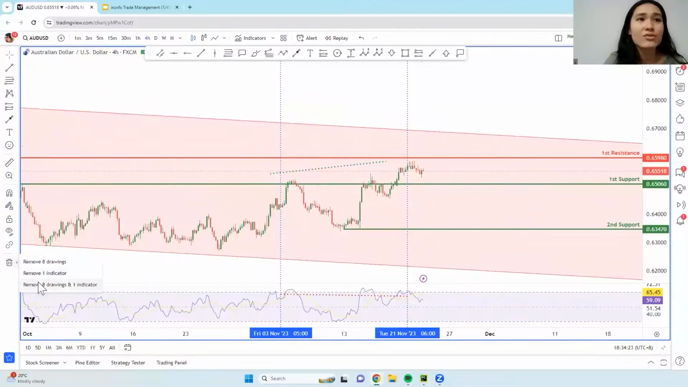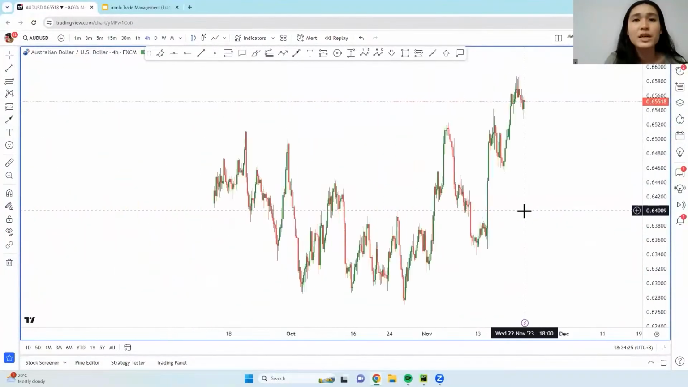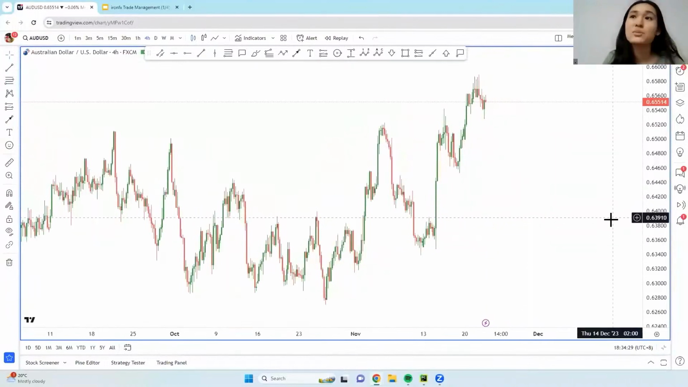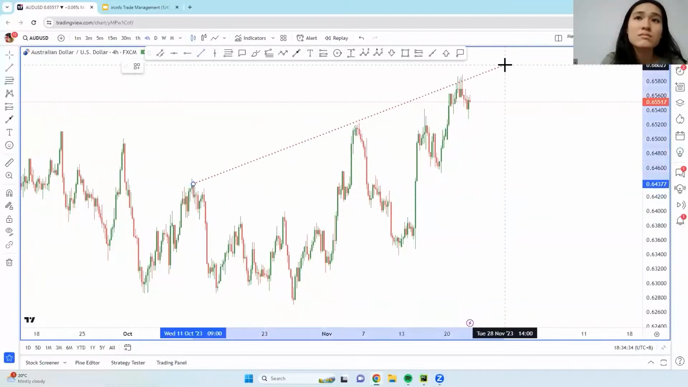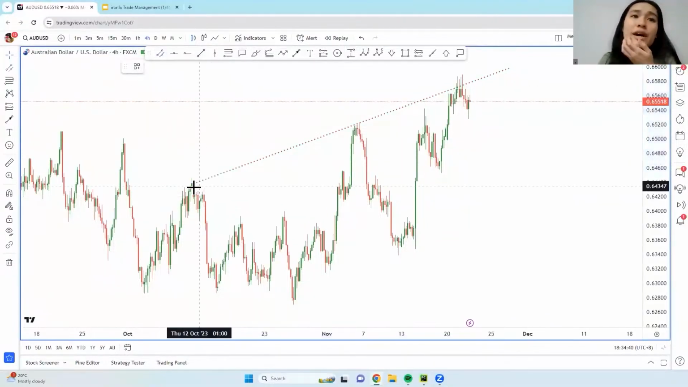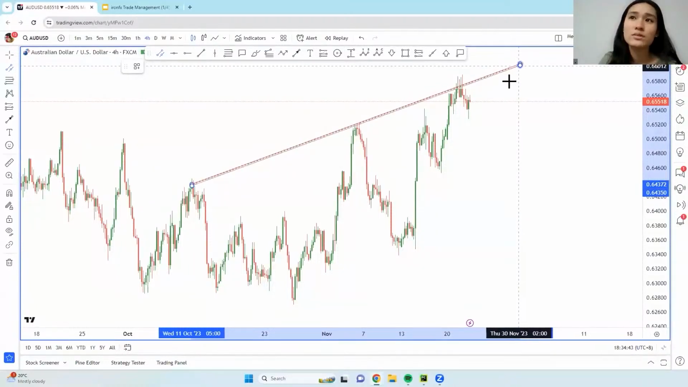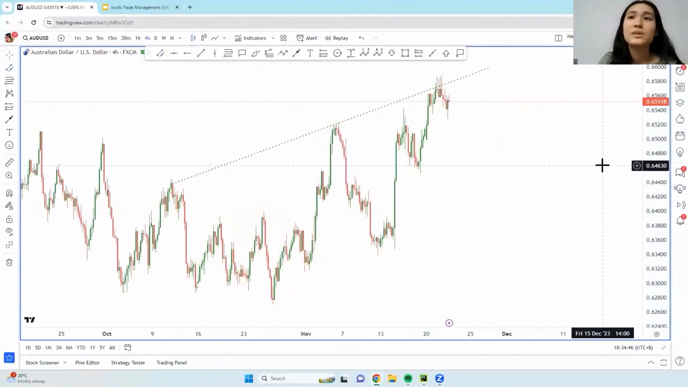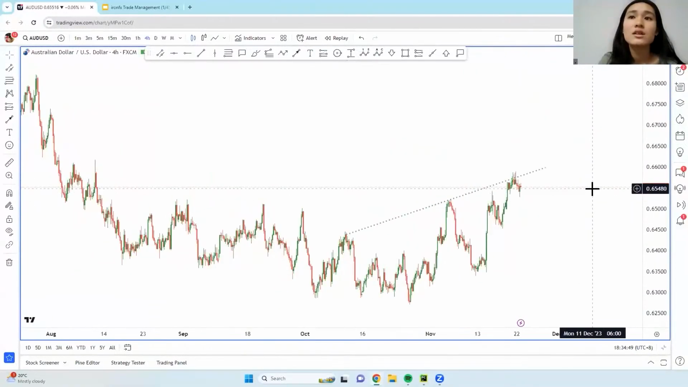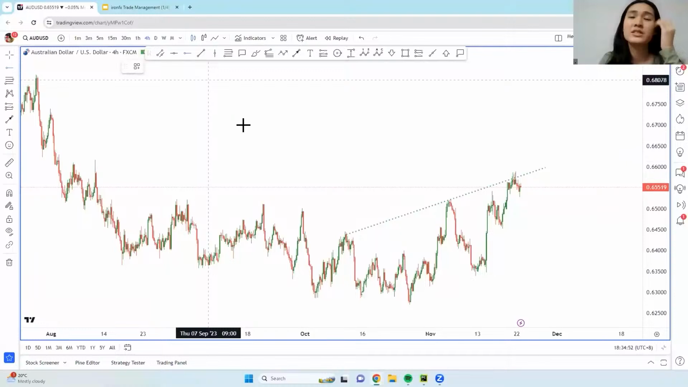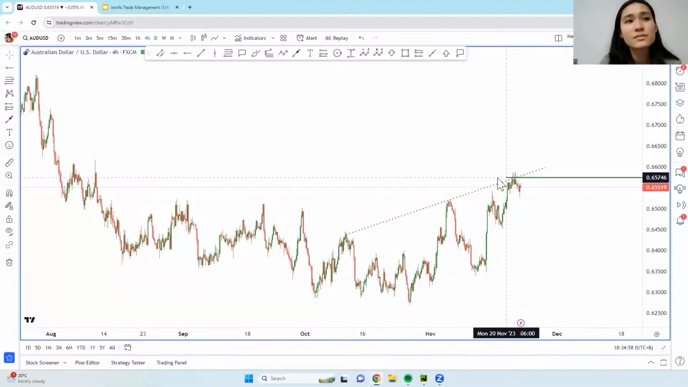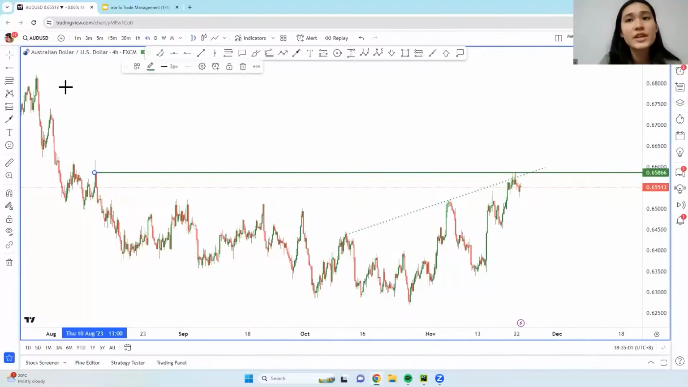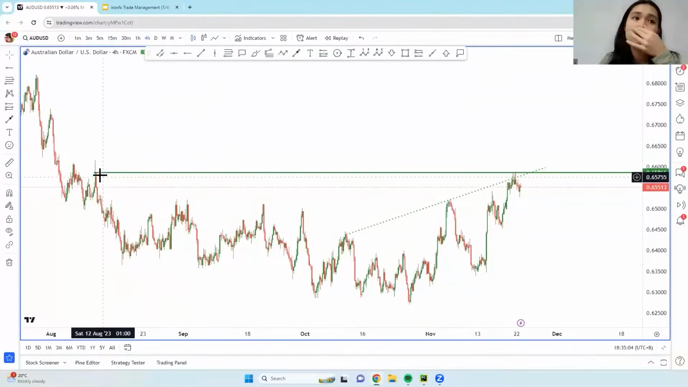Now let's take a look at our 4-hour time frame. Okay. So on our 4-hour time frame, it's actually pretty bullish. Okay, we have an ascending trend line. Let's see if we have a trend channel as well. Wait, no. Okay, but we have an ascending trend line. Now let's go in with our support and resistance levels. Okay, here is my first resistance.